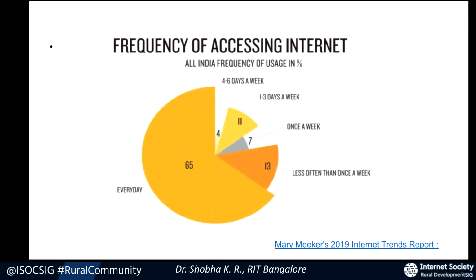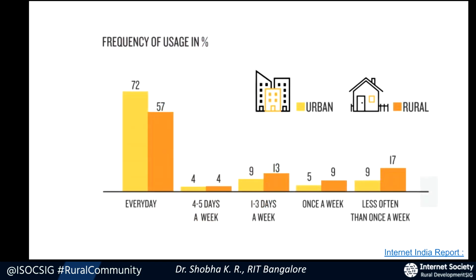Now, looking at the frequency of accessing the internet using the 2019 report, 4 to 6 days per week usage is 4%, 1 to 3 days is 11%, once a week is 7%, and less than once a week is 13%. Everyday users occupy the majority, which is 65%. Looking at the urban and rural distribution, every day is 72% in urban against 57% in rural. Similarly, for 4 to 5 days and 1 to 3 days, we can see the distribution as shown in the curve here.